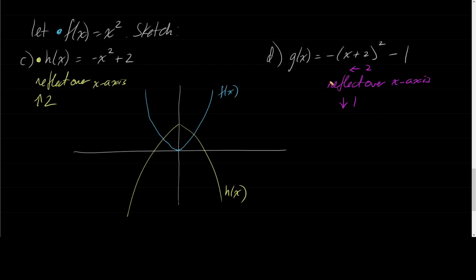So to the left by 2, so this is moved to the left by 2. Then we're going to reflect over the x-axis, and then we're also going to move down by 1. So it's actually going to look something like this. All right. So shifted to the left by 2, reflected over the x-axis, and down by 1.